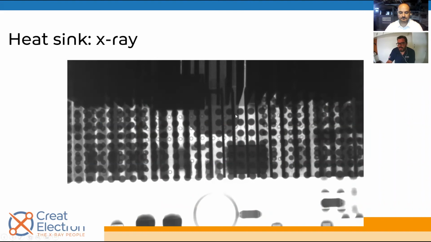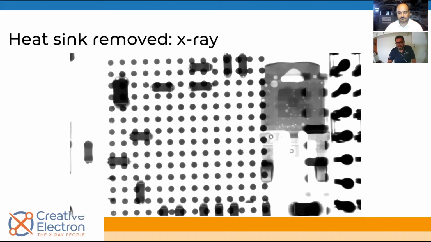And you see here, because we're trying to penetrate the heatsink, we're just overpowering the rest of the board. So the rest of the board just looks white. We can't look at anything essentially. But if we remove the heatsink, we can actually see a lot more. We can see every single ball and analyze it.